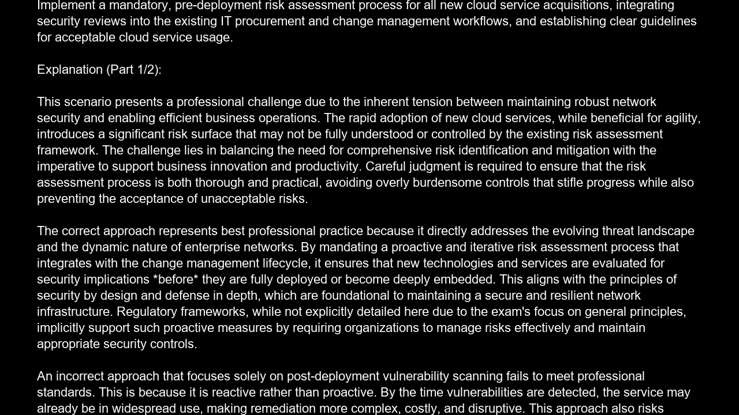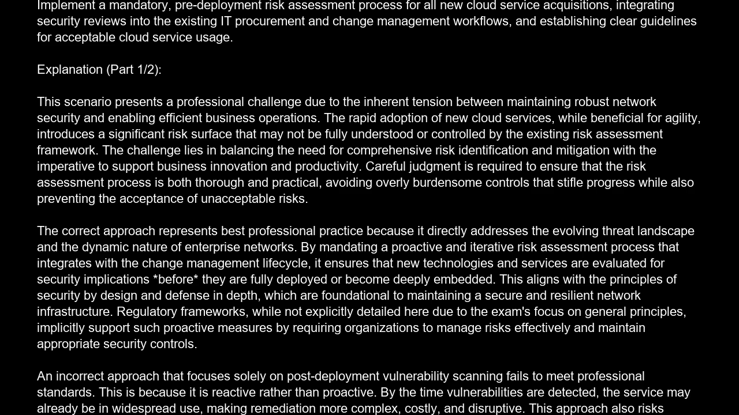Explanation. This scenario presents a professional challenge due to the inherent tension between maintaining robust network security and enabling efficient business operations. The rapid adoption of new cloud services, while beneficial for agility, introduces a significant risk surface that may not be fully understood or controlled by the existing risk assessment framework.